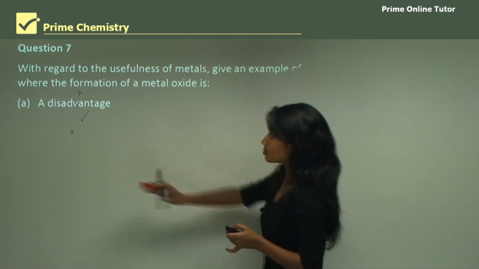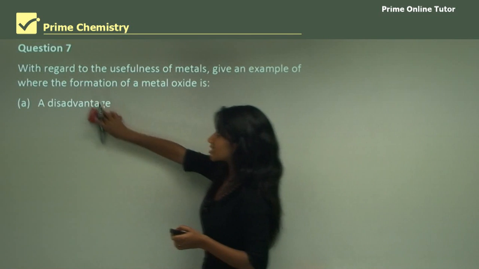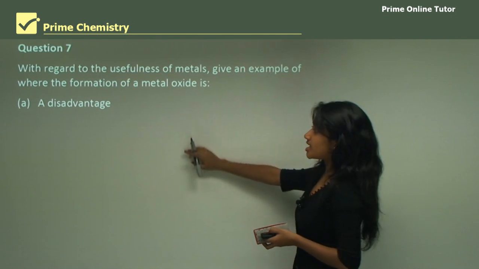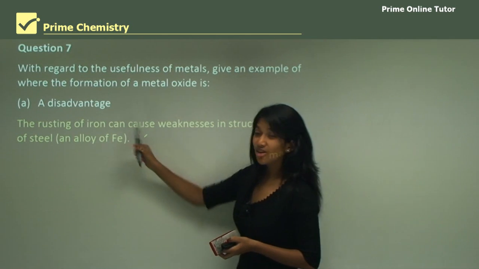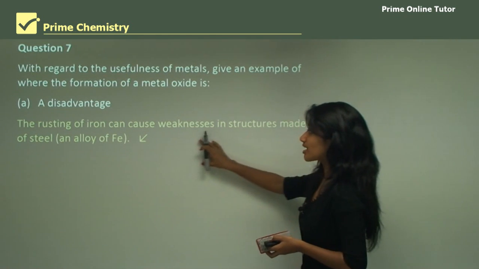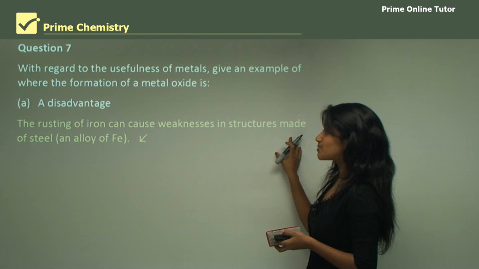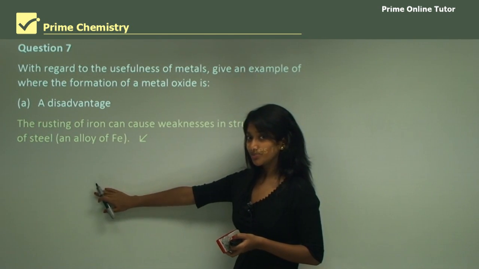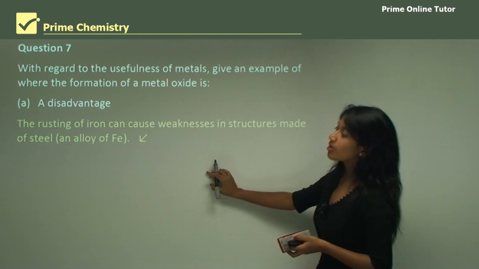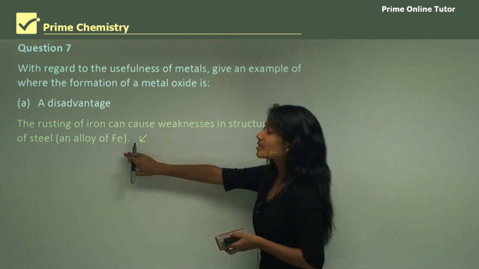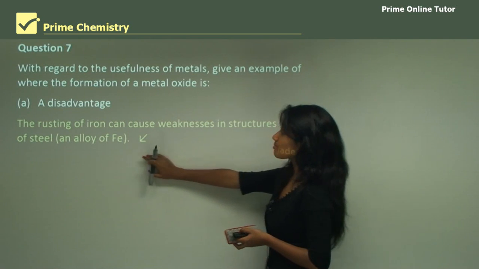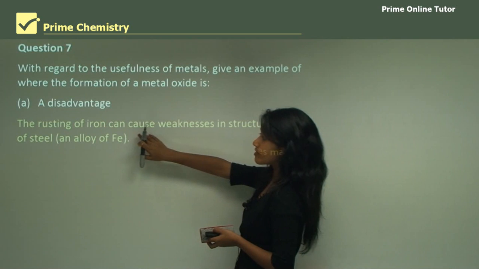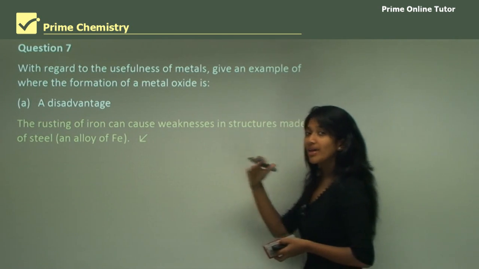Question 7 has two parts. Part A is asking for the disadvantage of having the formation of metal oxides. Now let's take a look. Rusting of iron is a disadvantage because it can cause weaknesses in structures made of steel. The steel is an alloy of iron, as we learnt before earlier on in the topic. So you can remember that steel being an alloy of iron would have rather a big disadvantage because that iron would corrode or rust and make it more weak.